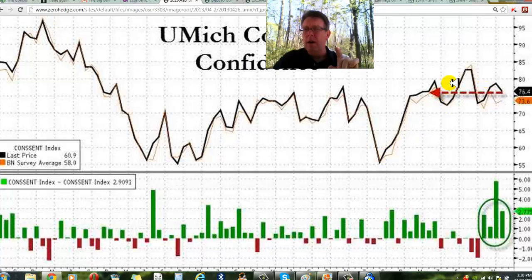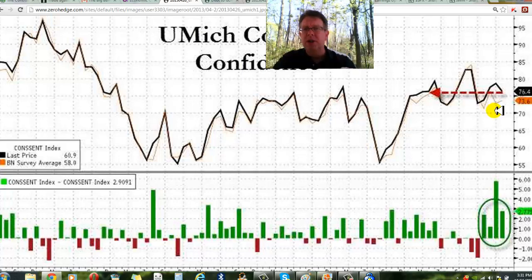All of this is okay up until here. Now, there's something called the neckline, which is right here, right below these 2 points. If the Michigan Sentiment Survey breaks down next month below this neckline, you had better be short of stocks because this market is going down.